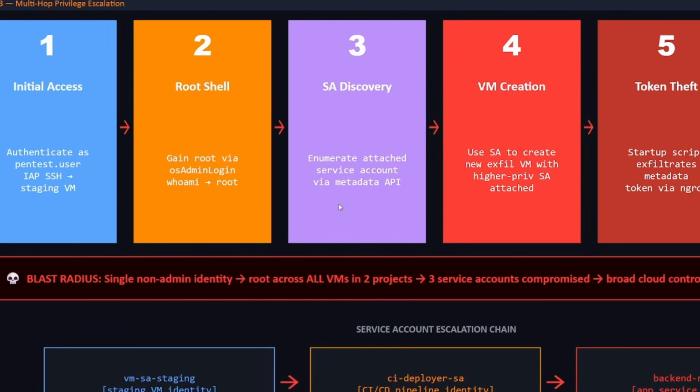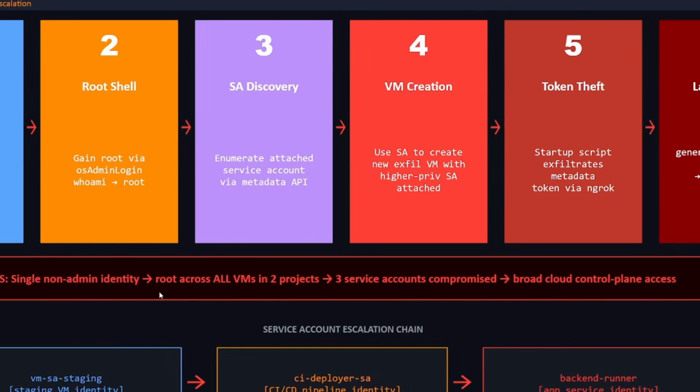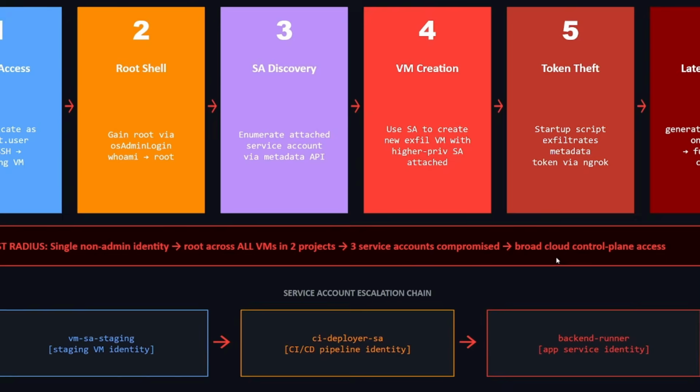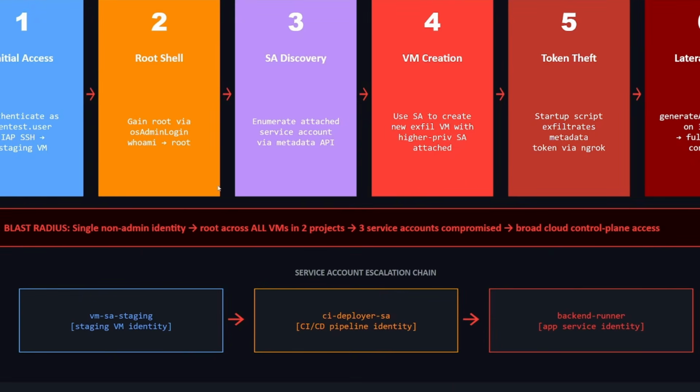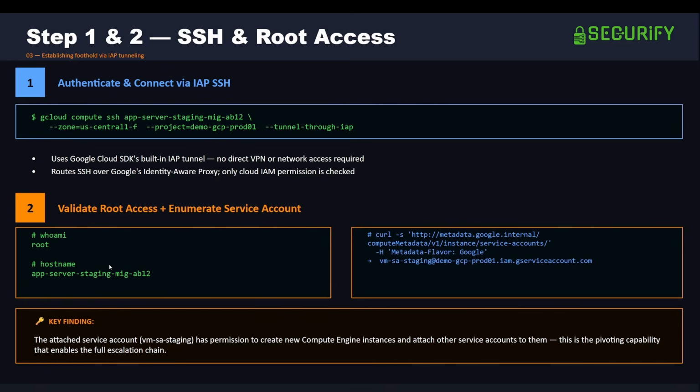The blast radius banner on this slide says it all. A single non-admin identity, root across all VMs in two projects. The service account compromise is not limited to that: broad cloud control plane access, and this chain is fully scriptable. An attacker who discovers this misconfiguration does not need to be an expert. They need to run a script. So let's slow down and walk through the first two steps in detail, because the simplicity here is the most alarming part.